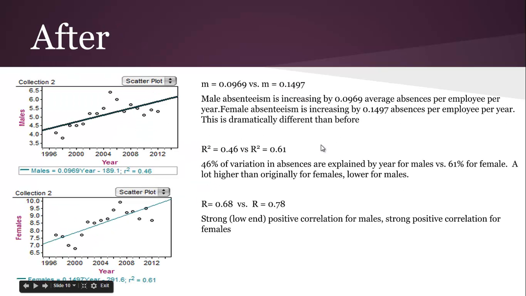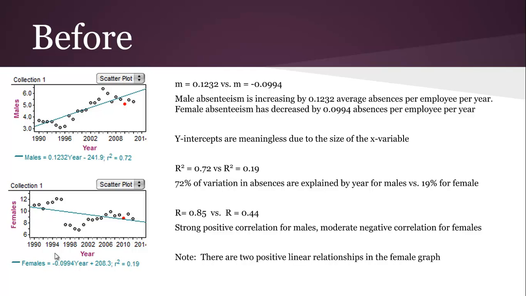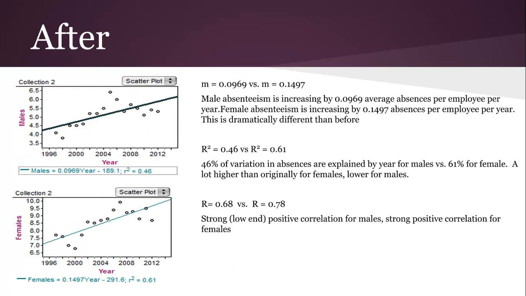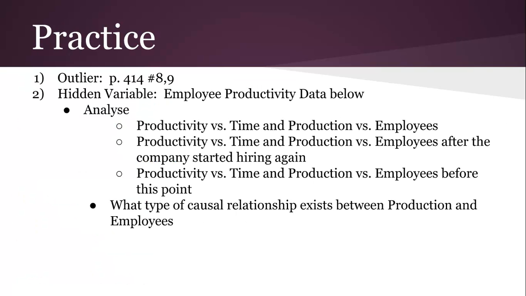And so we can see what's happening here. What is true is that before 1996, they counted maternity leave as absences. After 1996, that changed. That's a huge impact on the data. And so we can see that from 1997 and on, we have a much stronger model for females.